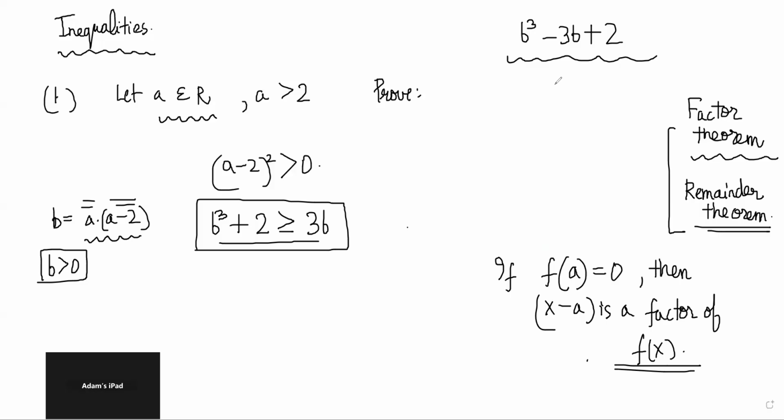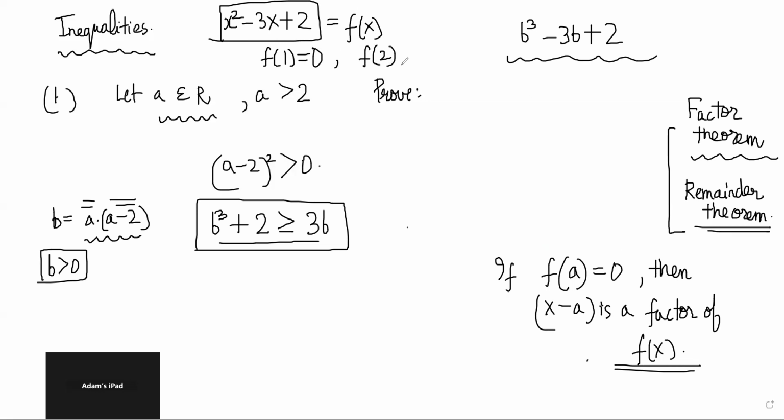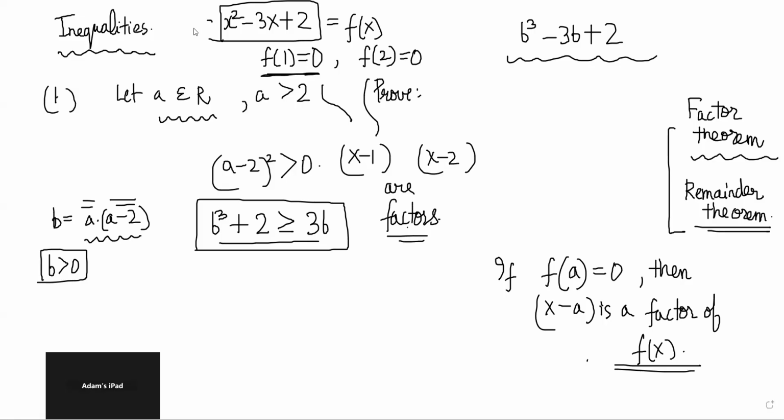Basically, it's simple. If I have a quadratic x squared minus 3x plus 2, and this is called f of x, what is the value of f of 1? 1 minus 3 plus 2, which is 0. What is the value of f of 2? 4 minus 6 plus 2, also 0. So clearly f of 1 is 0, f of 2 is 0, and factor theorem says that x minus 1 and x minus 2 are factors. It is obvious that the factorization of this is x minus 1 into x minus 2.